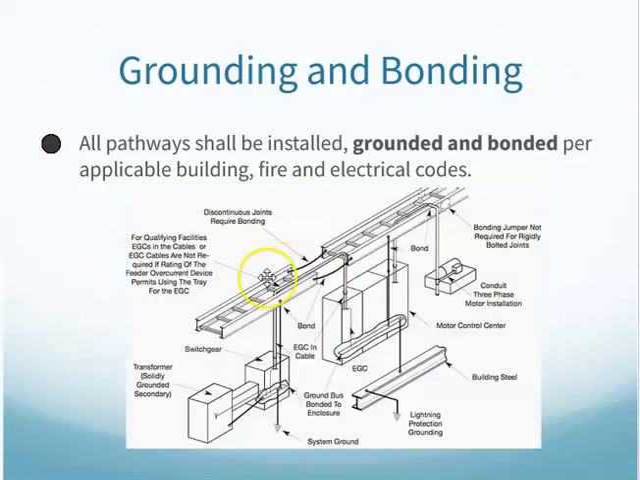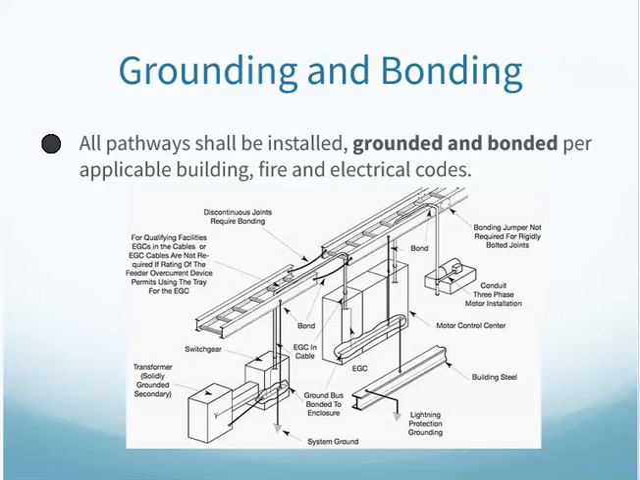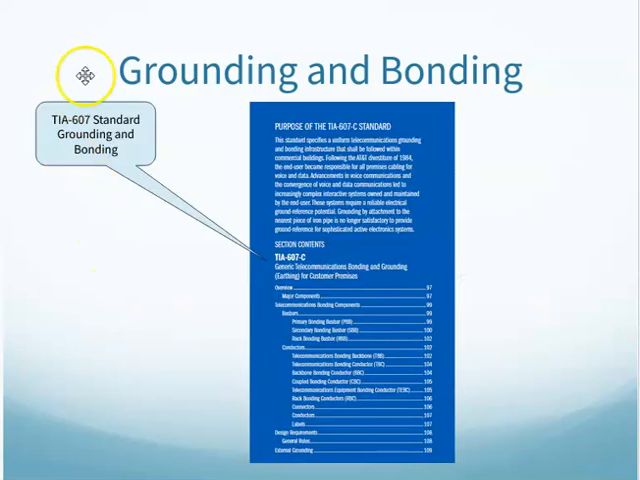So there is stuff in the standard about how that is done, but that's when you start seeing these wires connecting trays together or equipment to a rack or a bus bar, the bus ground in the rack. That's what's going on. Again, your 607 standard has a section on grounding and bonding of your equipment.